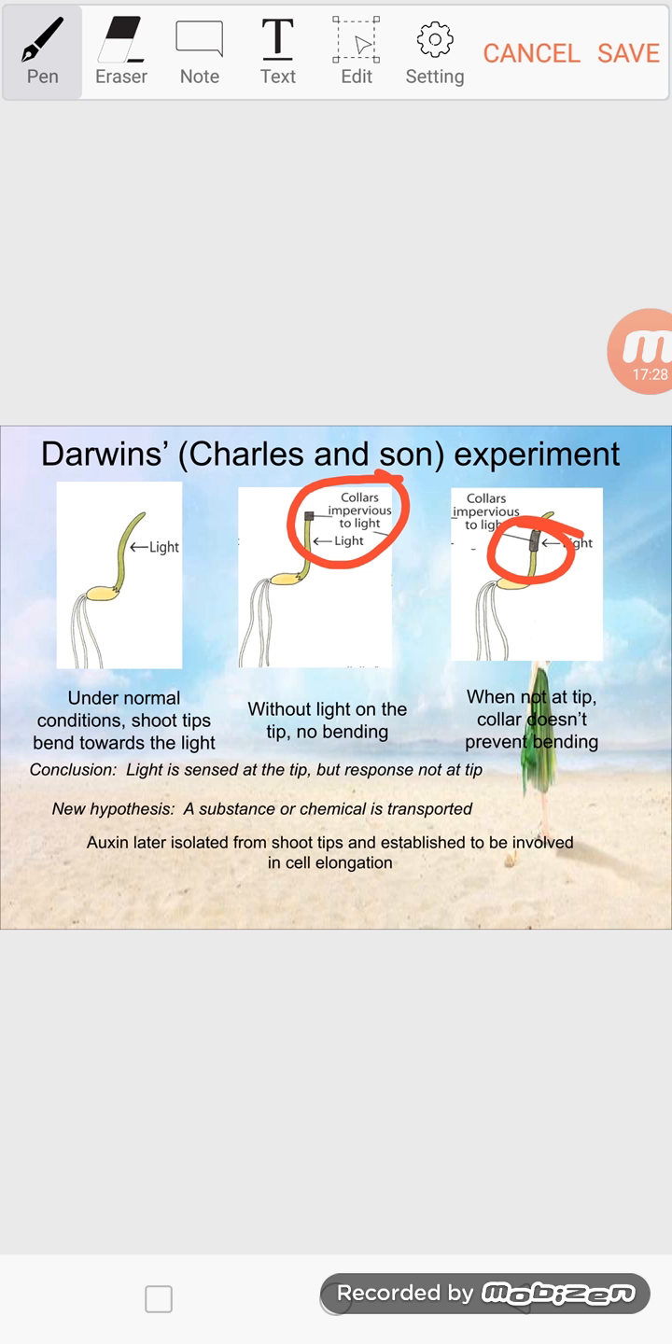Jadi dia punya conclusionnya, dia kata light is sensed at the tip but response not at tip. Okay. Sebab dia boleh lagi nak bend bila dia tutup source of light dekat belah situ. So, new hypothesis, a substance or chemical is transported. Ketika tu, diorang tak tahu lagi. Macam mesti ada something ni yang membantu dia kan. Lepas tu, later on barulah dia dapat tahu pasal auxin ni.